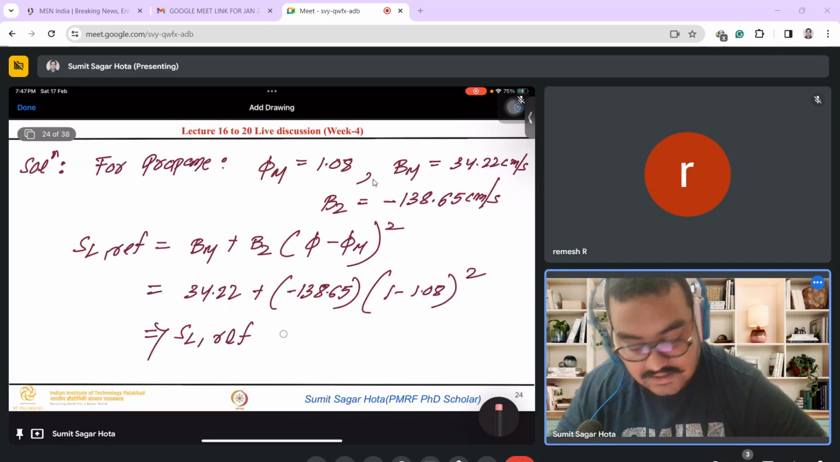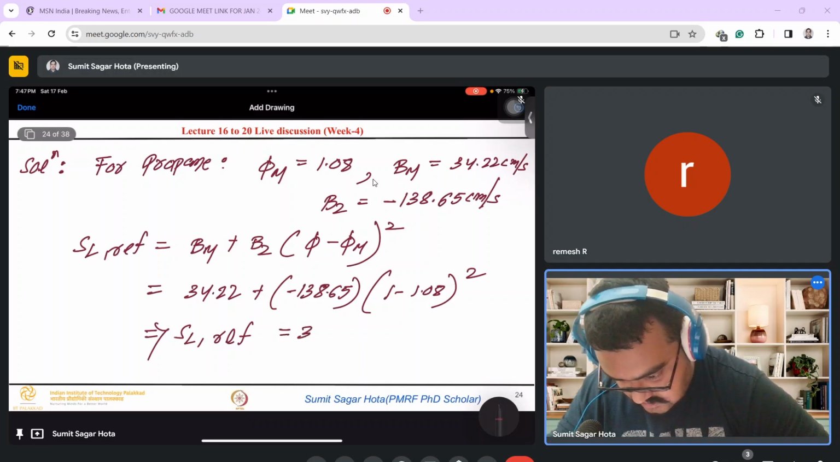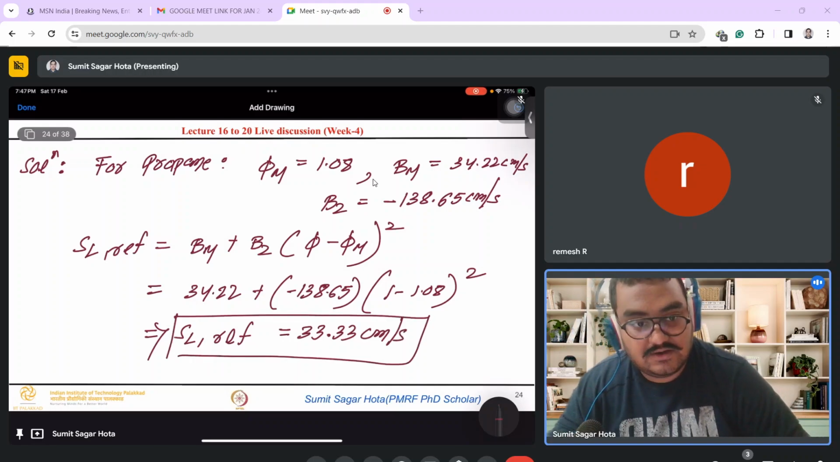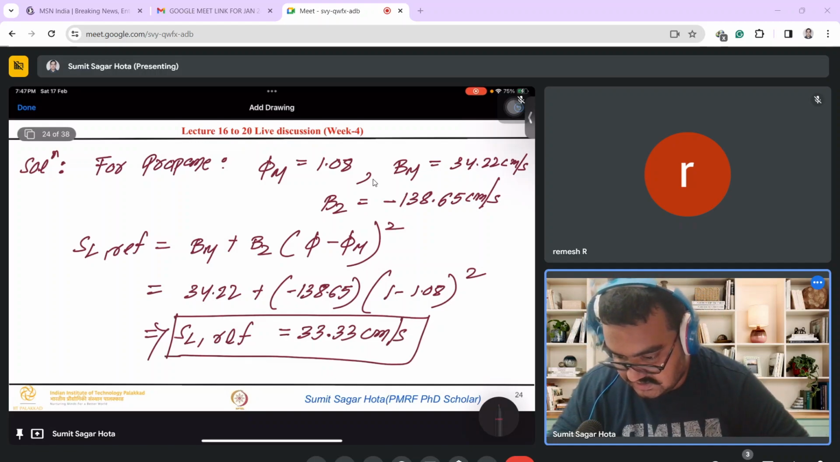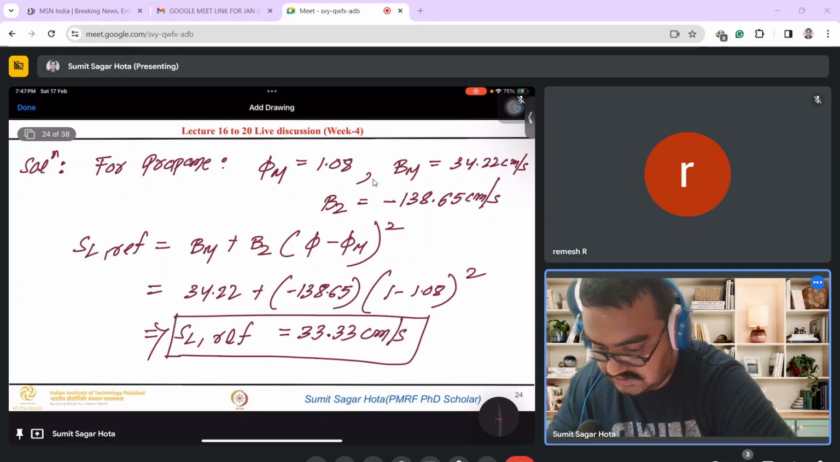It is 33.33 centimeter per second. Okay, this is how you just calculate your reference laminar flame speed. Now here one very good assumption we can take.